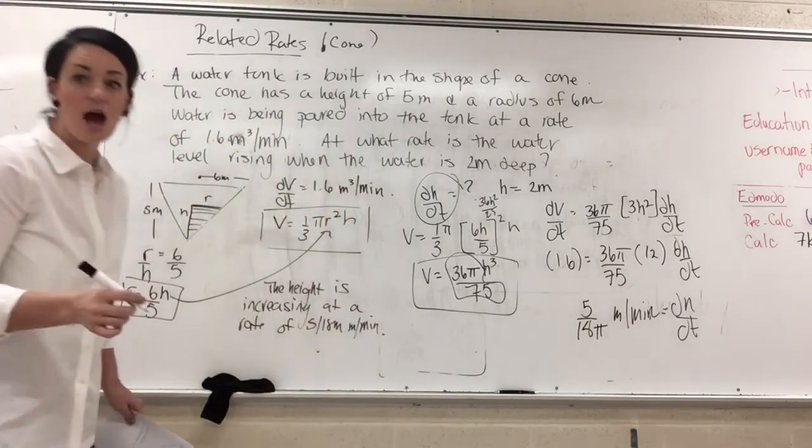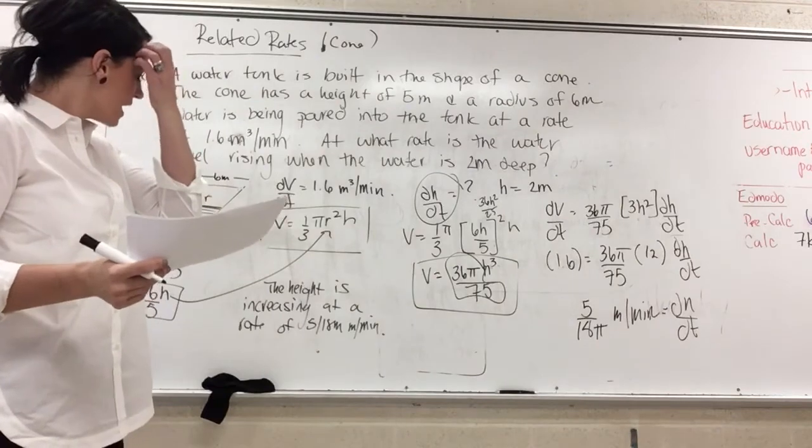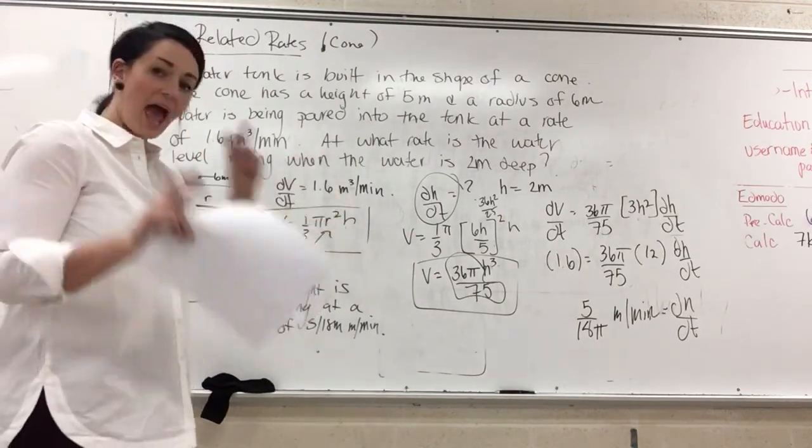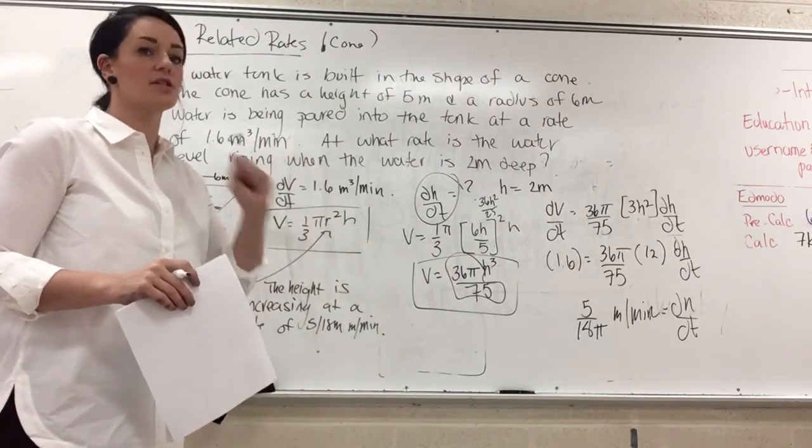So that is how you do a cone question. What I really want you guys to get from that is, what do I do when I have an extra variable and the rate of change of that variable is not 0?